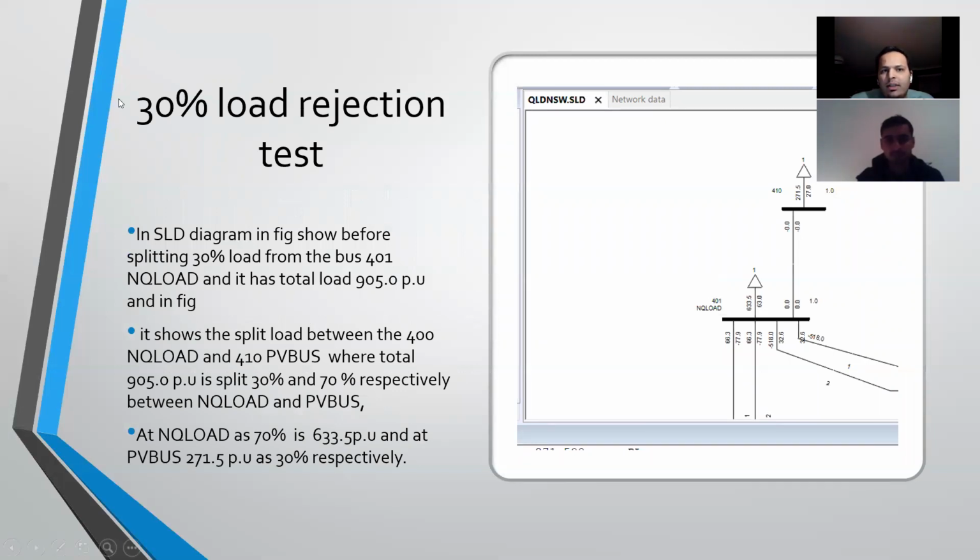Now the 30% load rejection. The next few slides will be explained by my group partner Vinesh Patel.